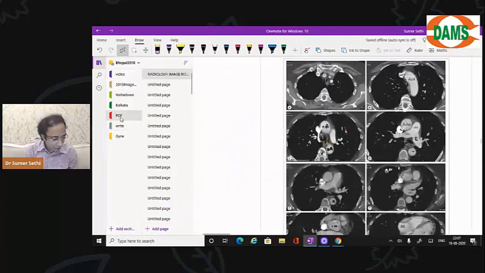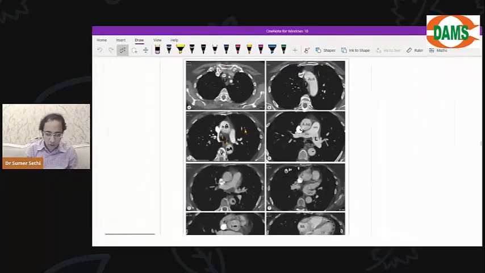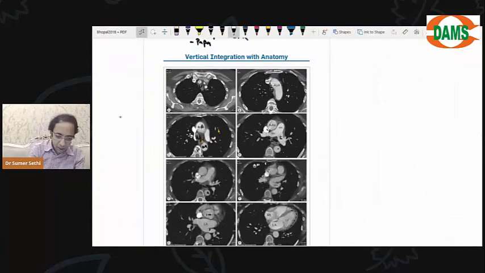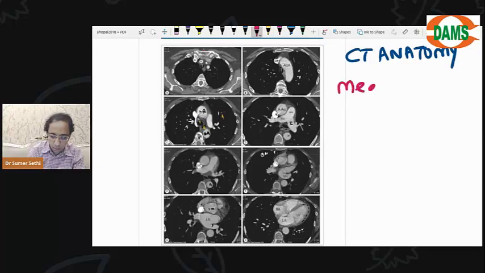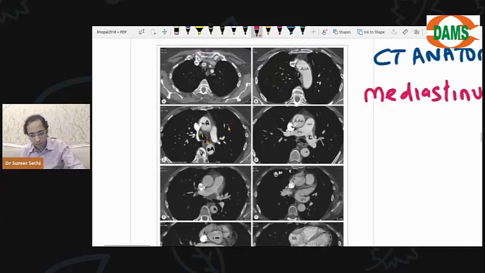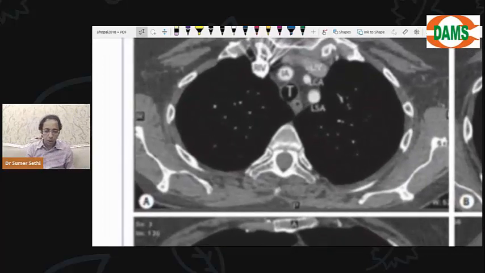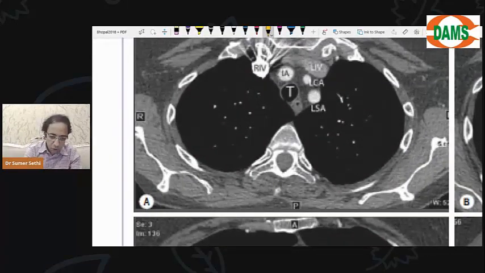Now let's quickly revise where we were in the last class. Towards the end, we were looking at the CT anatomy of the thorax. Specifically, we were looking at the CT anatomy of the mediastinum. I will quickly run through the structures just to make sure that those of you who were not able to see in the last class will be able to revise.